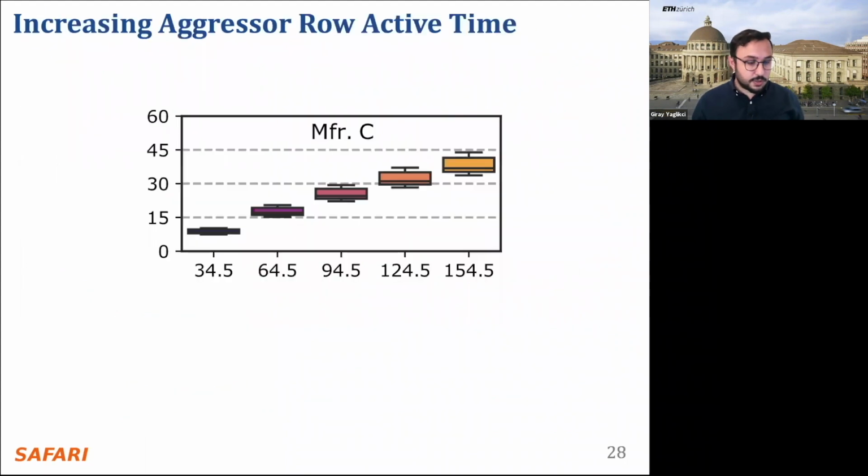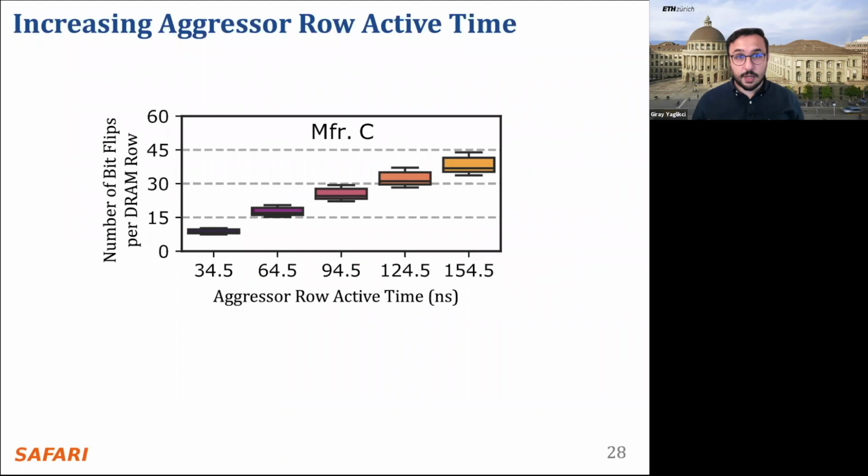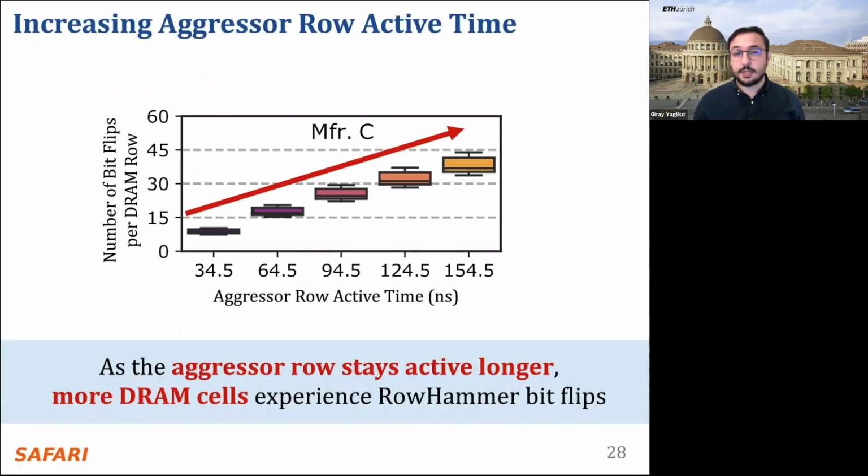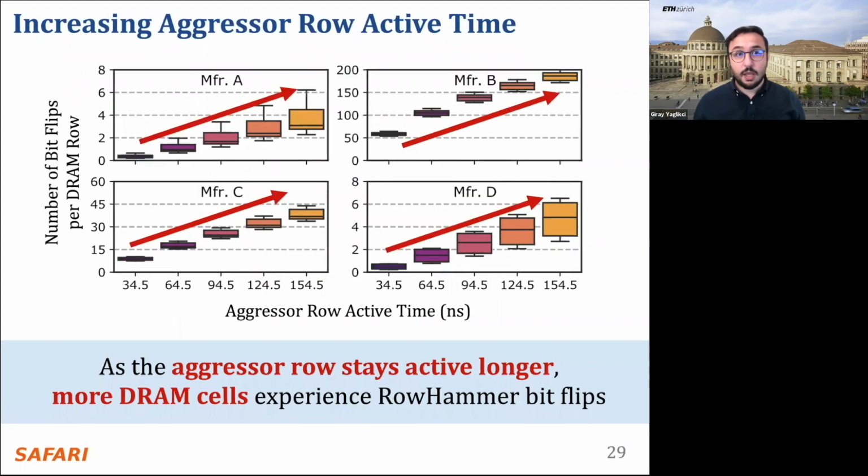This plot demonstrates how bit error rate varies when aggressor row active time increases. We observe that as the aggressor row stays active longer, more DRAM cells experience RowHammer bit flips. We observe the same trend on modules from all four manufacturers.